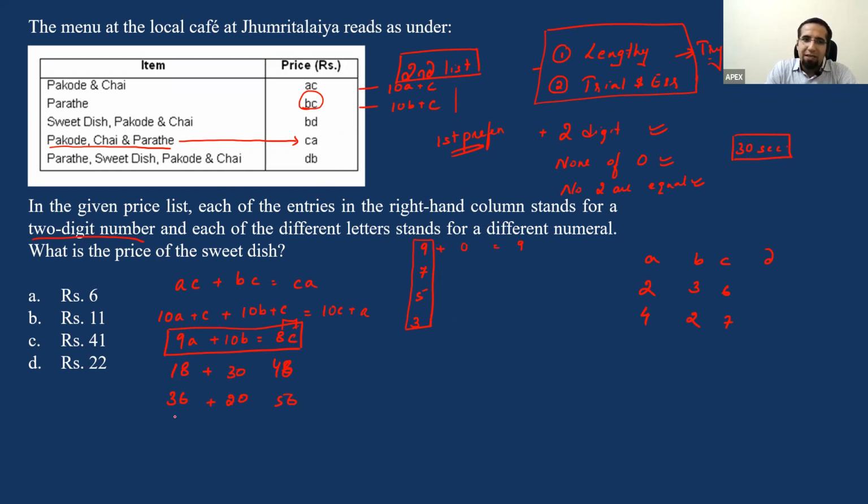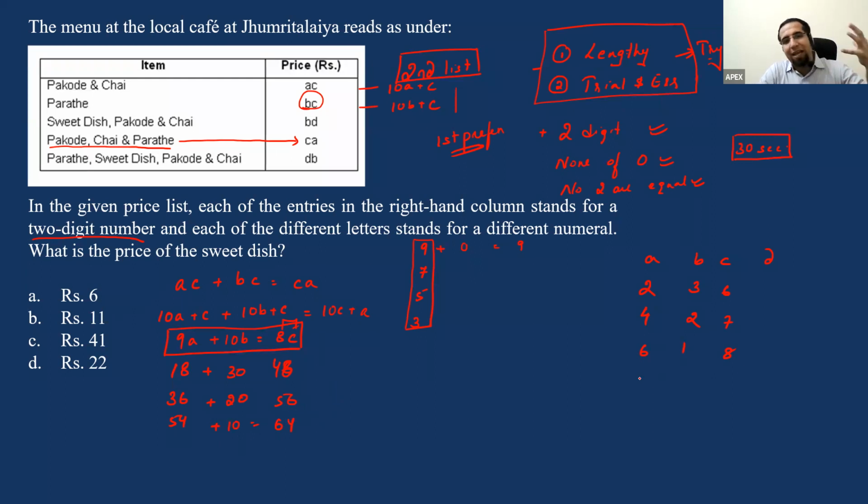Similarly, 9 sixes are 54. I already have a 54. Now, does a multiple of 8 end with a 4? Yes, 8 threes ends with 4, but 8 threes is 24. I cannot have 24 because then B will become negative. So therefore, I go with 8 eights are 64. So 9 sixes are 54, 8 eights are 64, so therefore, 54 plus 10 is equal to 64.